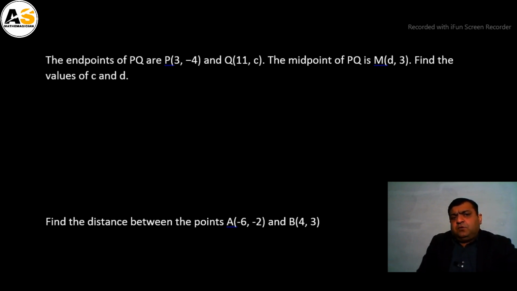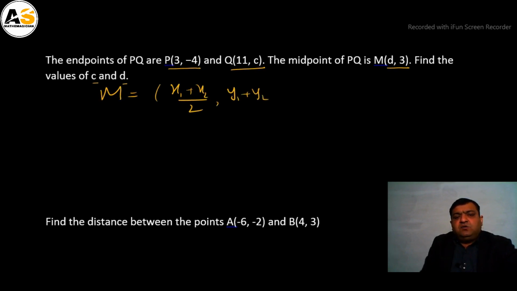Endpoints of PQ. This is point P, this is point Q. Midpoint of PQ is (D, 3). We need to find the values of C and D. C is the ordinate of Q and D is the x coordinate of the midpoint. What is the formula? M is equal to (x1 plus x2 over 2, y1 plus y2 over 2).